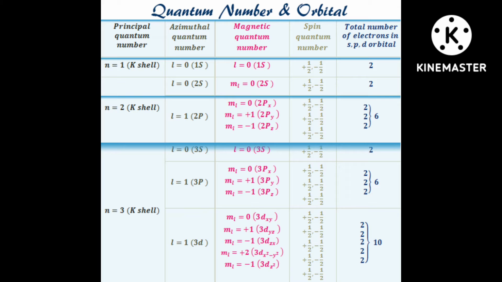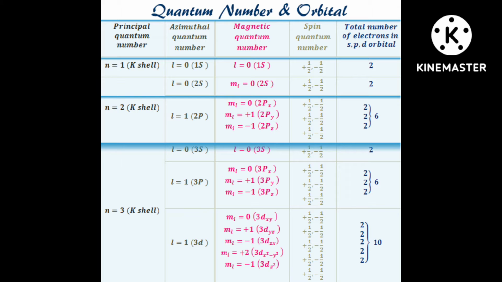Now, you learn further about the principal quantum number. The principal quantum number also identifies the shell. If you know the principal quantum number, it may be 1, 2, 3, 4. If 3, then n is equal to 3. If 2, n is equal to 2. If 1, n is equal to 1. If 4, n is equal to 4. So the principal quantum number also identifies the shell.